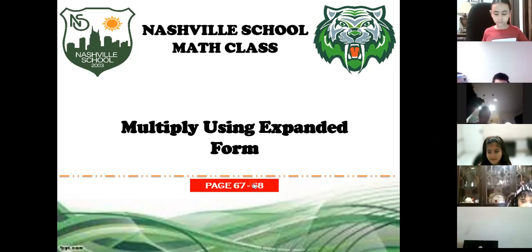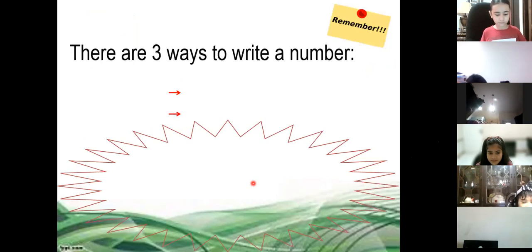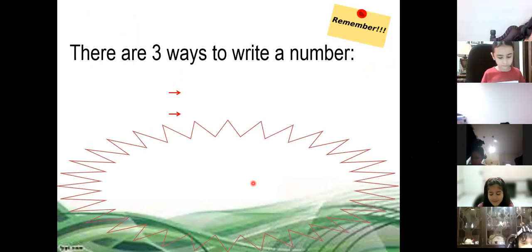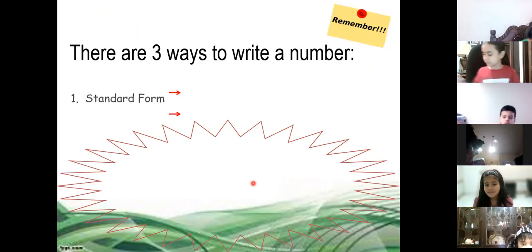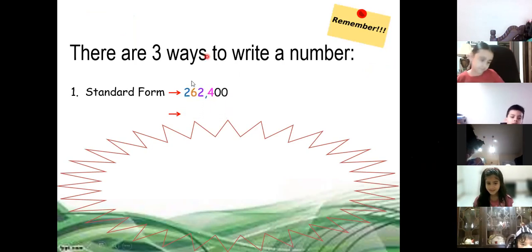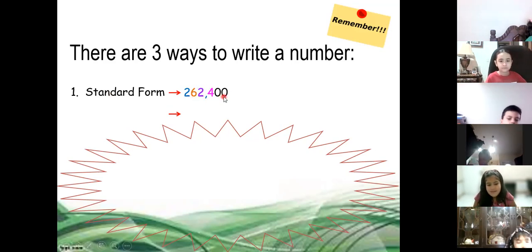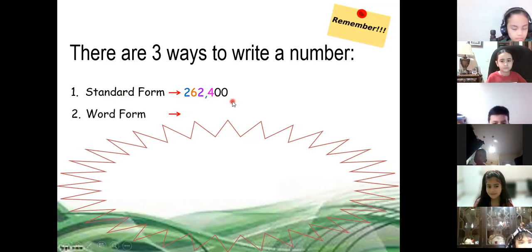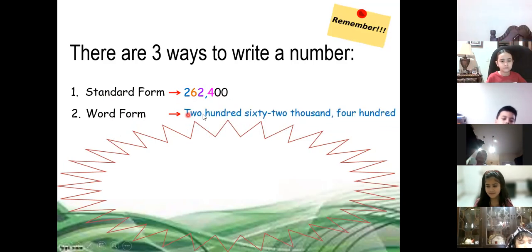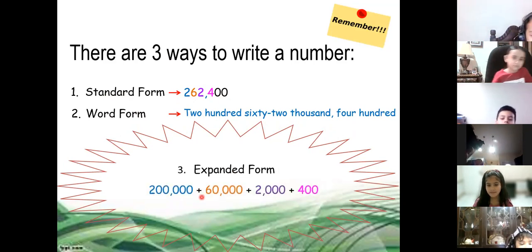Now, using expanded form, remember, as your classmate was saying, right now you don't have to copy anything. There are 3 ways to write a number. We have standard form, which is the number in numbers, as you see here, 262,400. Word form is writing the name in letters. And expanded form, like your classmate Fernando says, is like an addition.